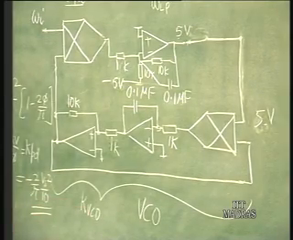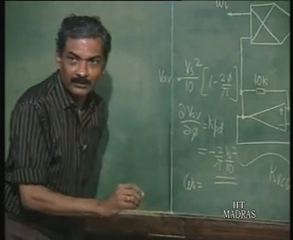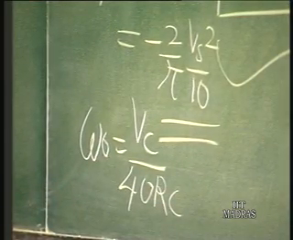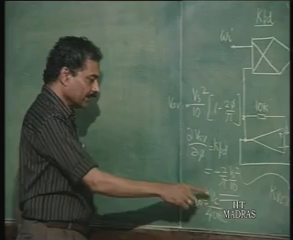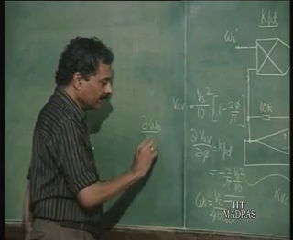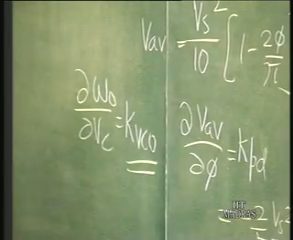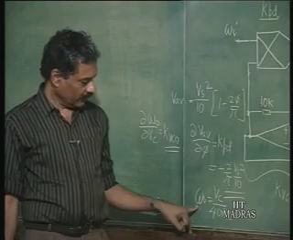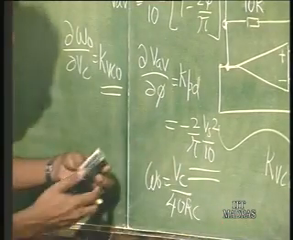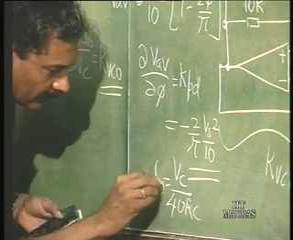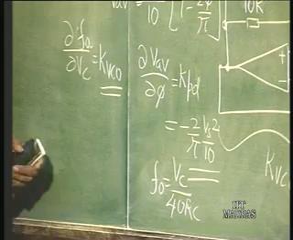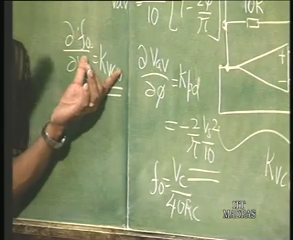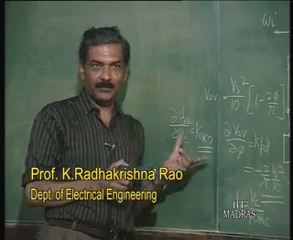What is the KVCO? Omega naught is going to be equal to Vc by 40 RC, and therefore, is it correct? So, omega naught is going to be Vc by 40 RC, delta omega naught by delta Vc is the KVCO, and Vc equal to quiescent value of 5 volts, you can find out omega naught q. Pardon? This one is T, isn't it? So, it is f naught. It is not omega naught. Please remember this. That means KVCO is in terms of hertz per volt, not radians per second per volt. If you want to utilize it in any of the transfer functions, you have to convert it into radians per second per volt. That is an important aspect.